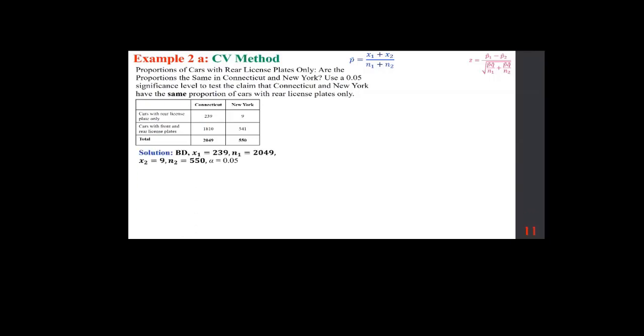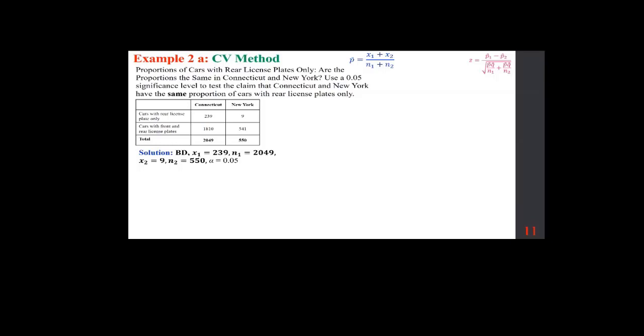By the way, in some texts, instead of saying that, they may use, let's say, X sub C for Connecticut and X sub N for New York, or they actually spell it out. That's fine. Depending on the text, we can have different notations. As long as we understand what we are doing, we are in good shape. So that being the case, x sub 1, n sub 1, x sub 2, n sub 2, alpha, all of the above are known. And so we're going to move on and we're going to come up with various steps.